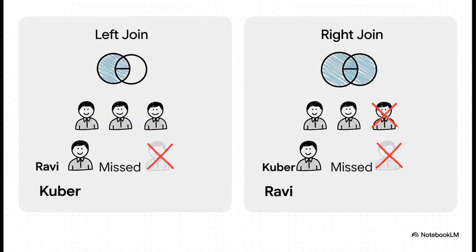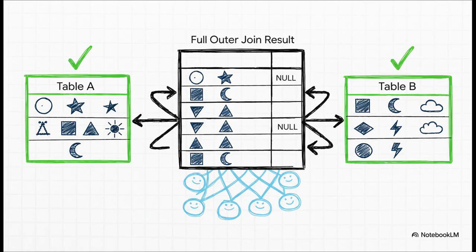So here's the takeaway. Both the left and the right joins give us a more complete picture. But it's still, well, it's a biased view. The left join showed us all the employees, but it completely missed Kuber. The right join showed us all the work records, but it left out Ravi. So what if you want to see absolutely everyone and everything? For that, we need the full outer join. You can think of this one as the leave no one behind approach. It basically combines the logic of both the left and the right joins, keeping every single row from both tables, period.